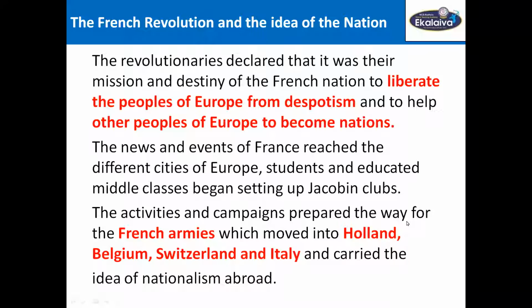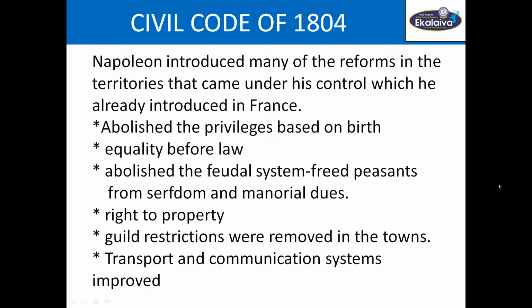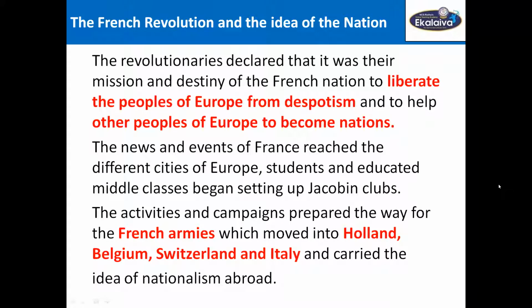The activities and campaigns prepared the way for the French armies, which moved into Holland, the neighboring country, Belgium, Switzerland, and Italy, and carried the idea of nationalism abroad to the neighboring countries. And when they carried these reforms, the neighboring countries accepted them. They thought that these reforms, these ideas, would help their countries to become nations.